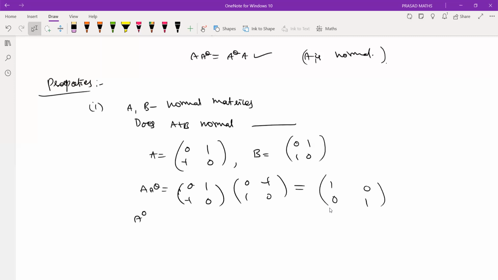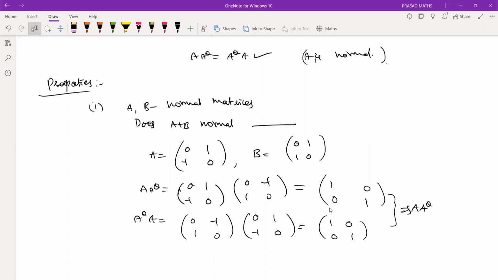Next A theta into A. What is A theta? 0, 1, minus 1, 0. Next A is nothing but 0, 1, minus 1, 0. Therefore, this is 1, 0, 0, 1. So both are same. A into A theta is equal to A theta into A. In fact, this is an orthogonal matrix because it's an identity matrix. Therefore, it is normal.